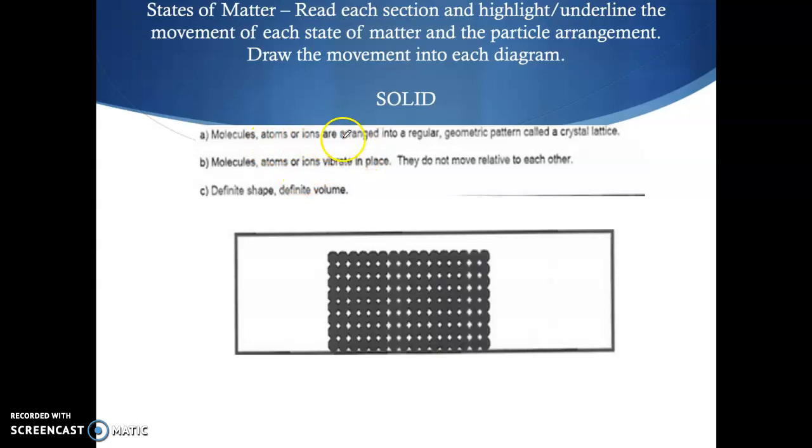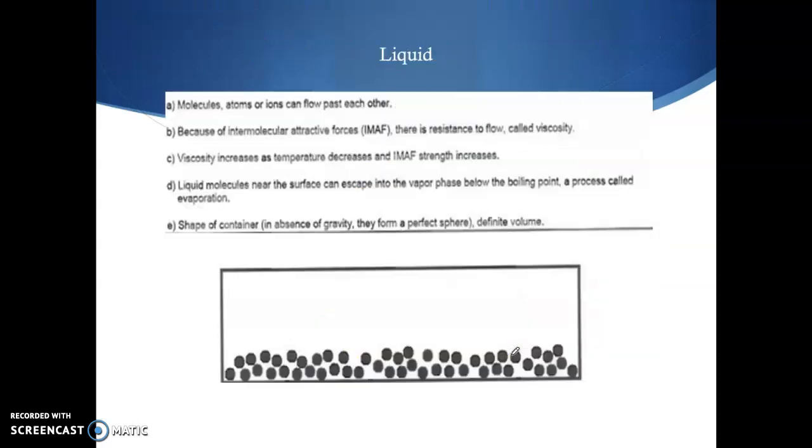are molecules, atoms, or ions that are arranged into a regular pattern called the crystal lattice. Okay, they vibrate in place. That's their motion. They do not move relative to one another, though. We'd say it has a defined shape and a defined volume. So a lot of times you see solids drawn with these lines around it, and that's like a vibrating particle. But every atom is moving always.